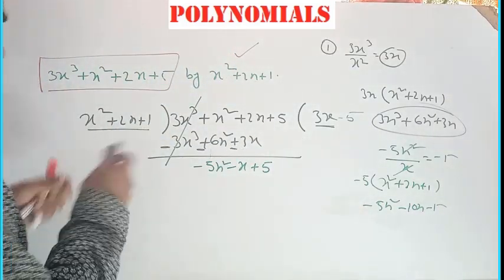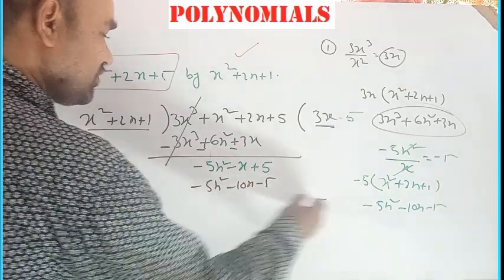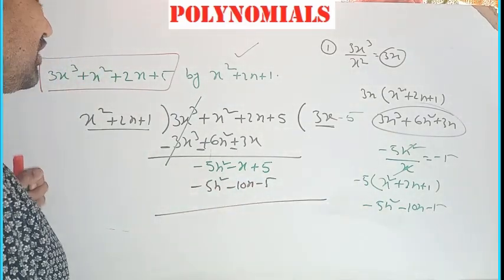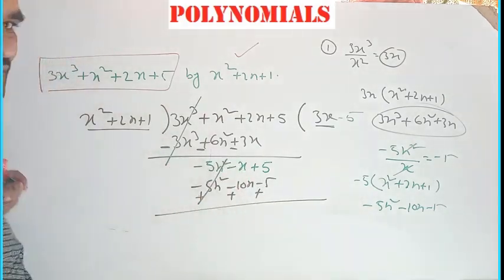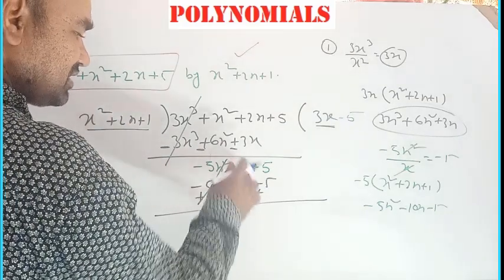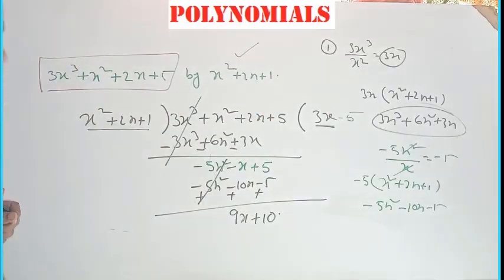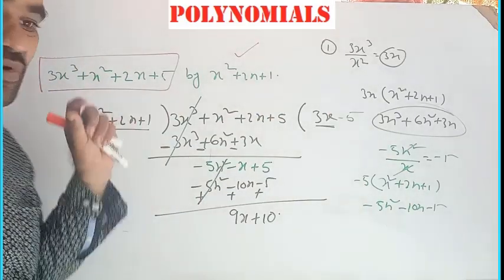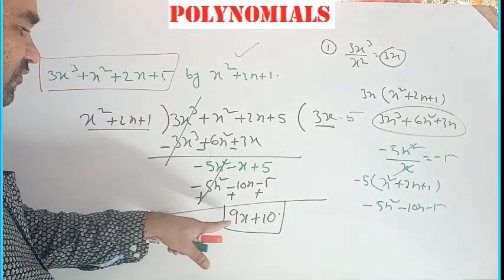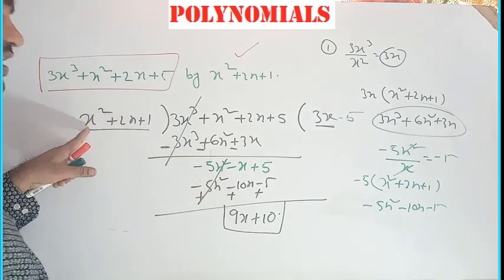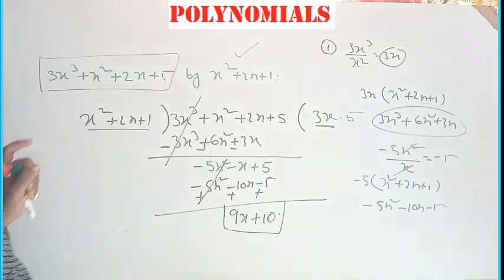Okay, we need to write it here: minus 5x square minus 10x minus 5. Now by using the vertical line method we need to subtract this from this. Plus, plus, plus, these two get cancelled. Plus 10x minus 9x, plus 5 plus 5, plus 10. Now we need to stop our division process because this is a polynomial of degree 1 and this is a polynomial of degree 2. This degree is lesser than this, so here we need to stop our process.